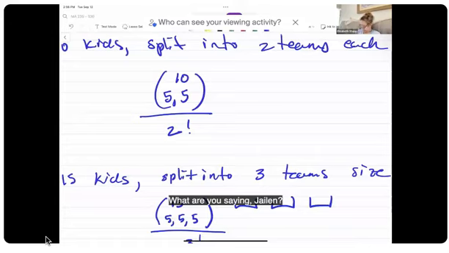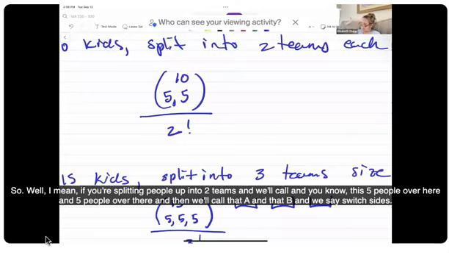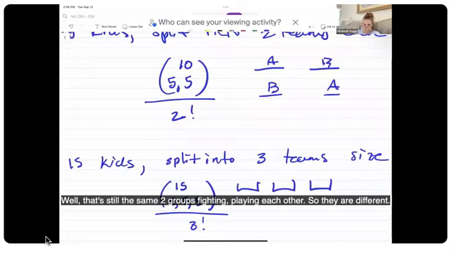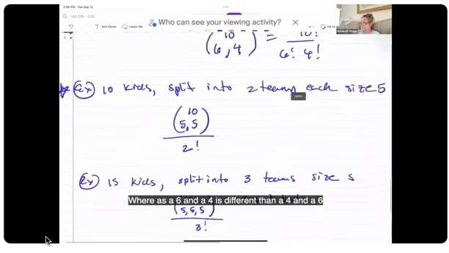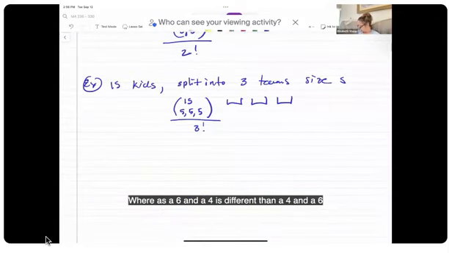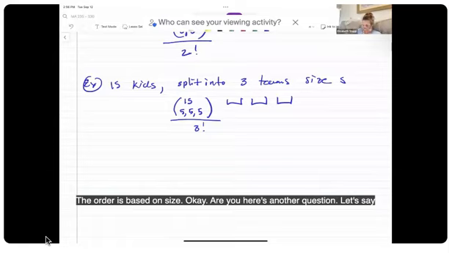Wait, what are you saying, Jalen? Well, if you're splitting people up into 2 teams, and we'll call this 5 people over here A and that 5 over there B, and we say switch sides, that's still the same 2 groups playing each other. They're the same size. That's not really a new game. They've just changed the sides of the field. Whereas a 6 and a 4 is different than a 4 and a 6. The order is based on size.